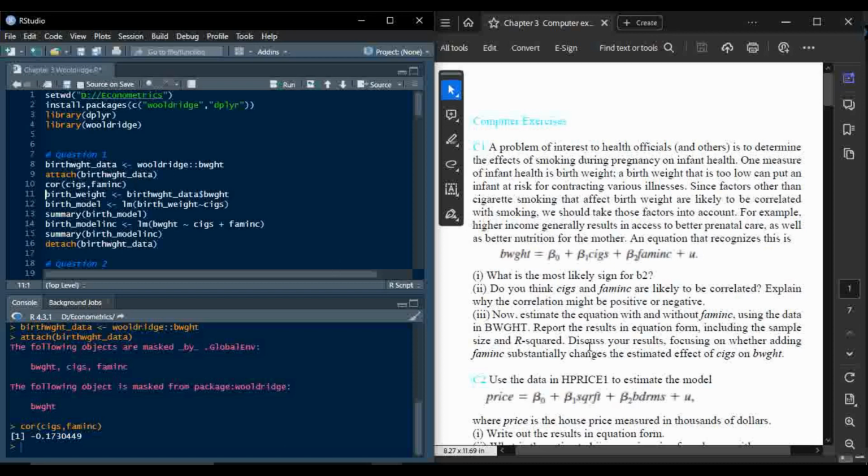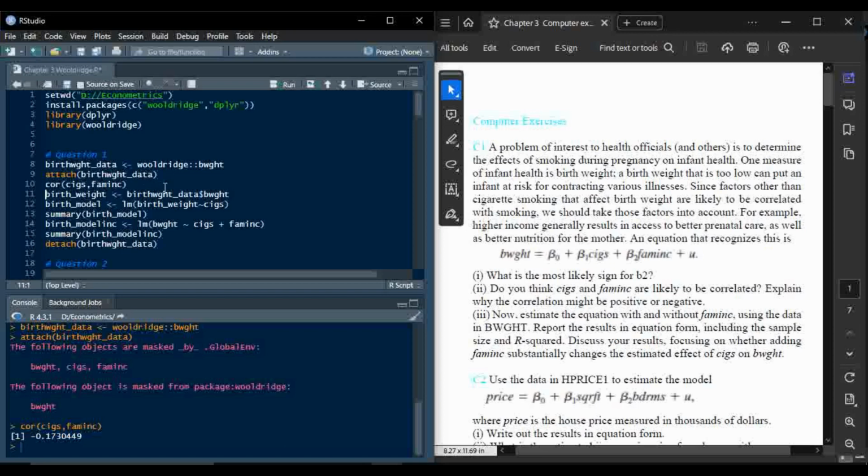Now let's see the third question. Now estimate the equation with and without family income using the data in bwght. Report the results in equation form including sample sizes and R squared. Discuss your results focusing on whether adding family income substantially changes the estimated effect of cigarettes on birth weight. Okay, now let's create a model by the name of birth_model.